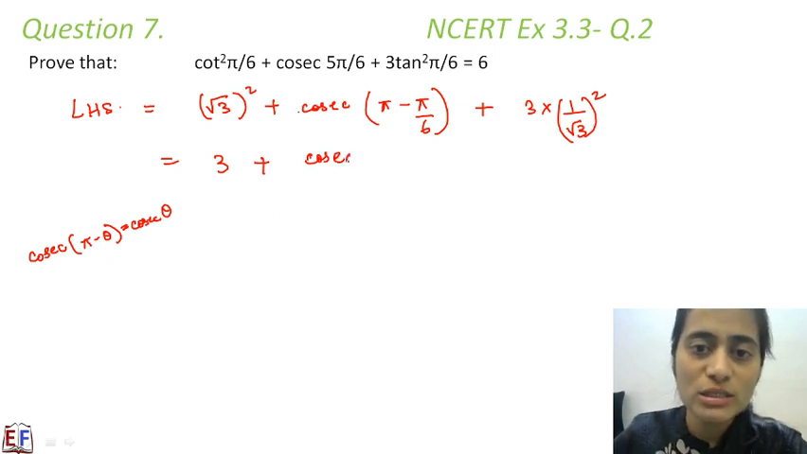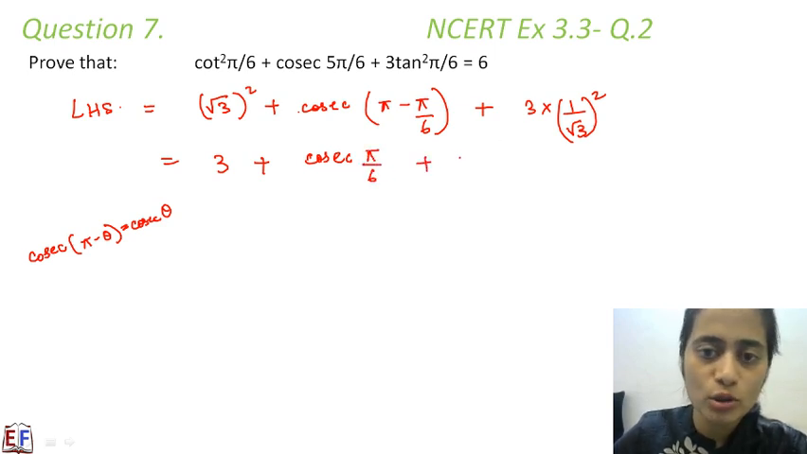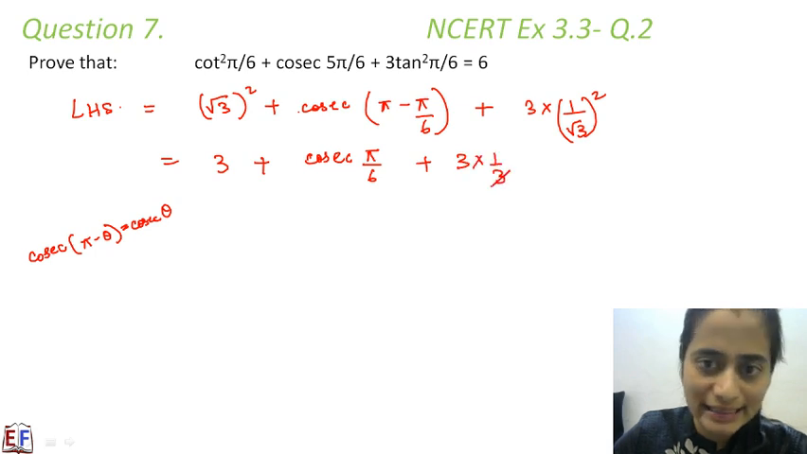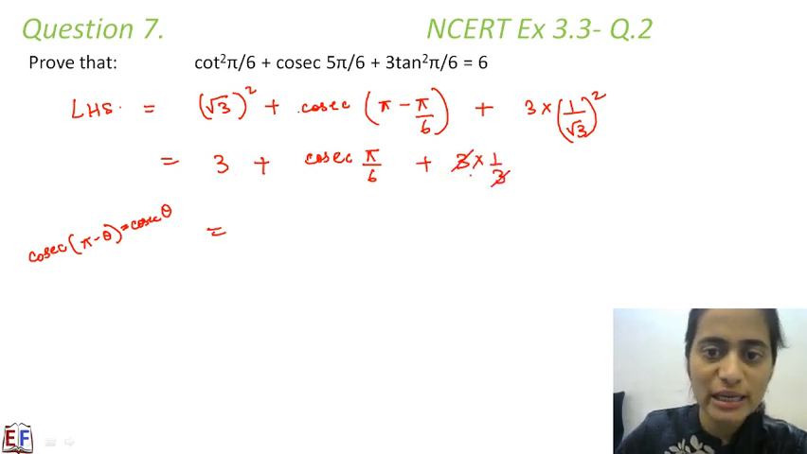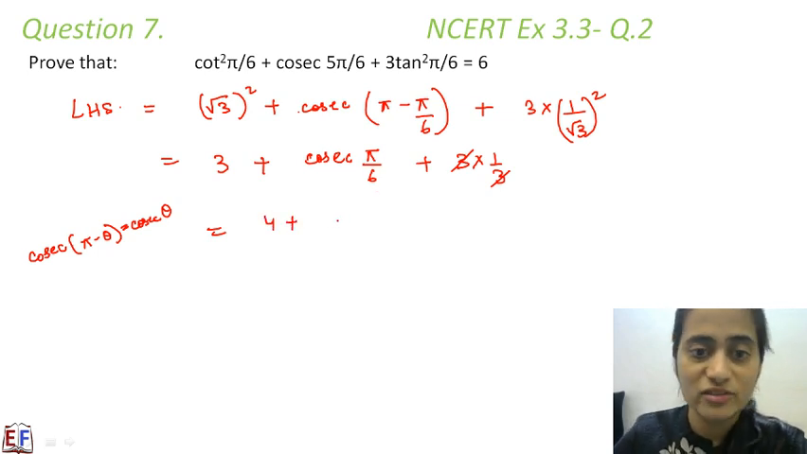So here also cosec pi minus pi by 6 will be plus cosec pi by 6 plus 3 into 1 by root 3 whole square. So 3 into 1 by 3, the 3 cancels. So 3 plus 1, that is 4, plus cosec pi by 6, cosec 30, which is equal to 2.